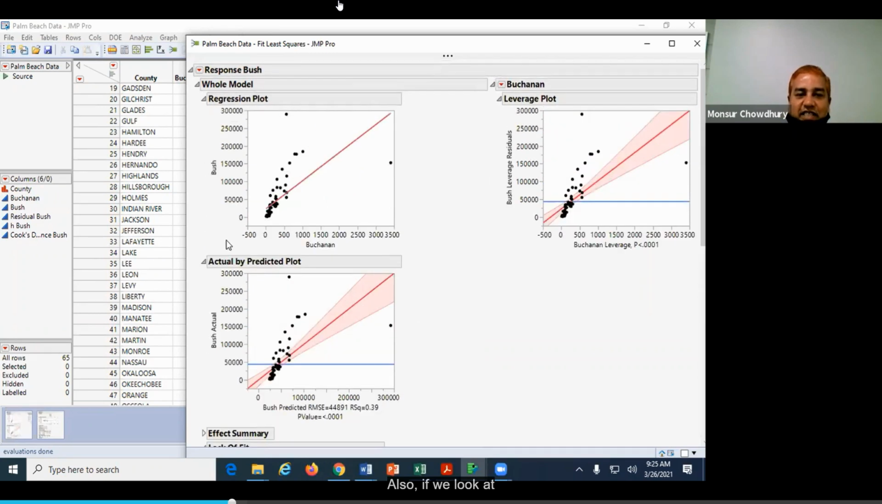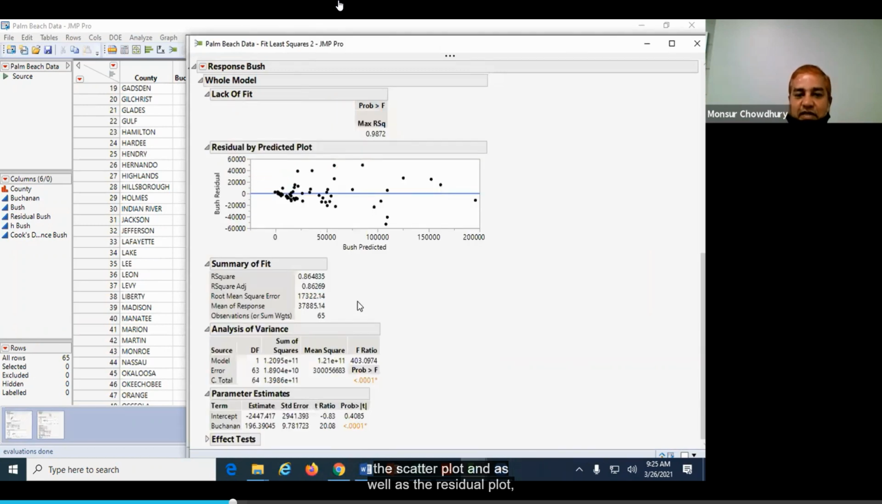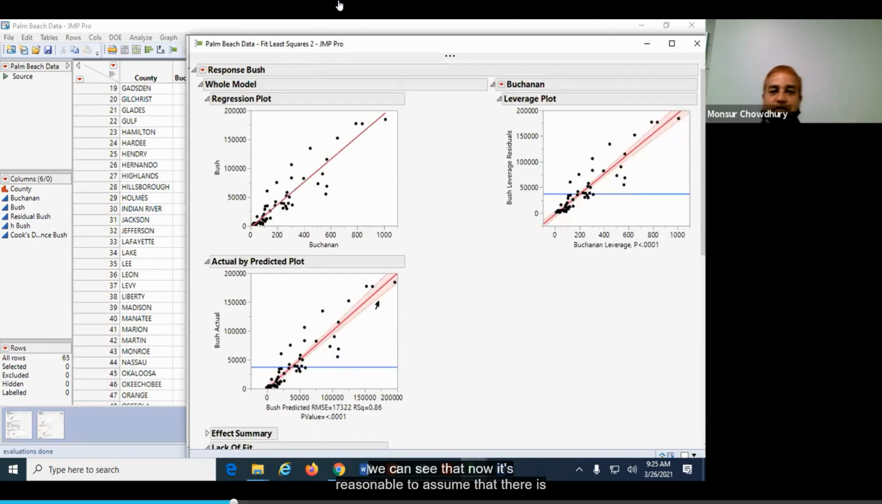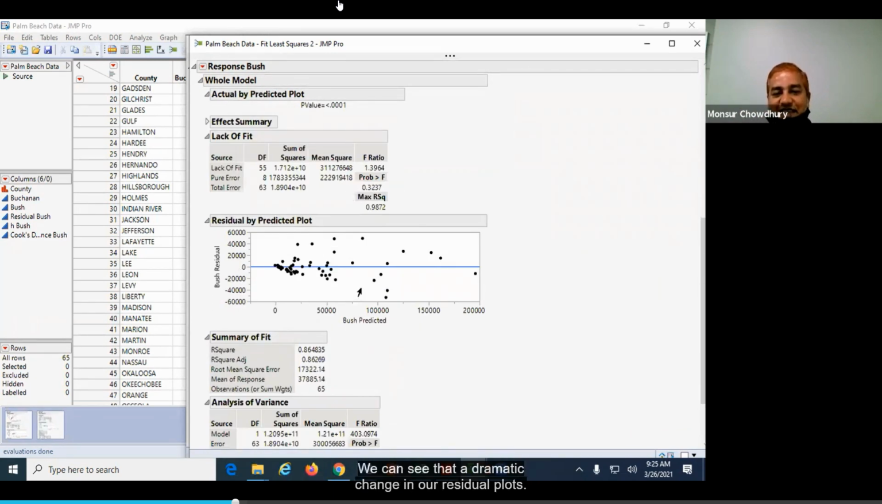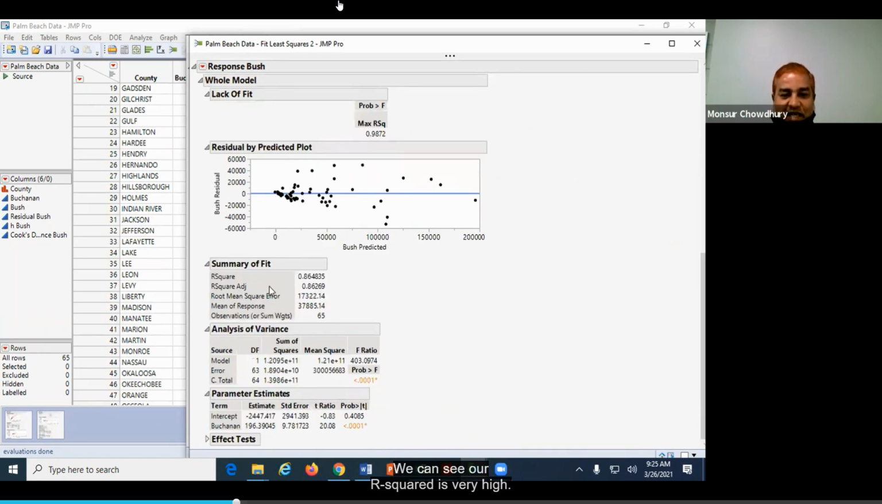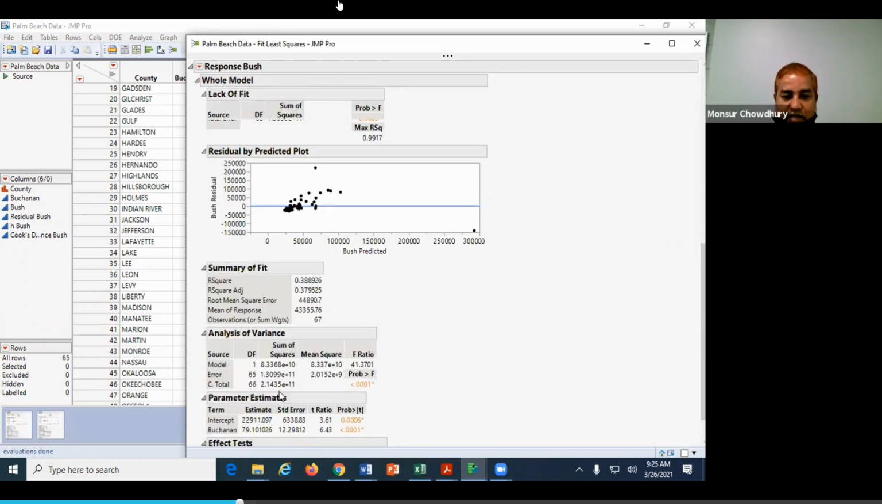Also, if we look at the scatter plot as well as the residual plot, we can see that now it's reasonable to assume that there is a linear relationship between these two variables. We can see a dramatic change in our residual plots. We can see our R square is very high. Look at the error sum of squares here, which is very high. Sorry, so E plus 11.